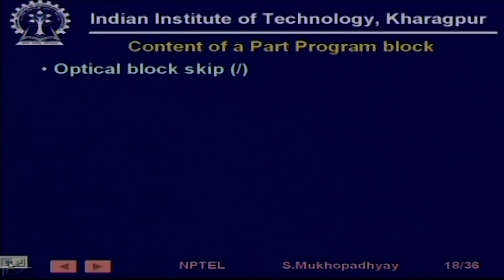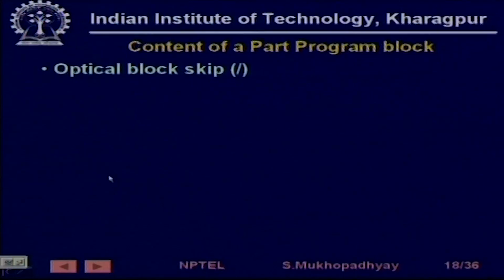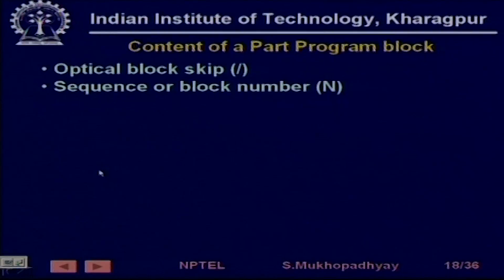So, you can have such parameters in a typical program block, like a block skip. If you have that block skip, then that particular block is ignored. Similarly, you are executing a sequence of blocks, so you should have a block number.